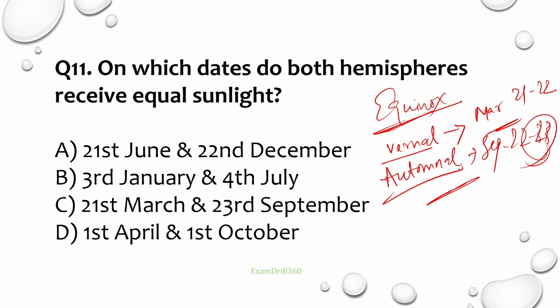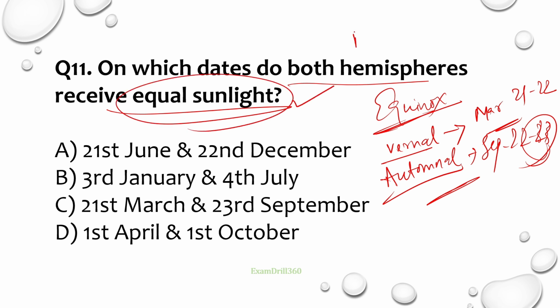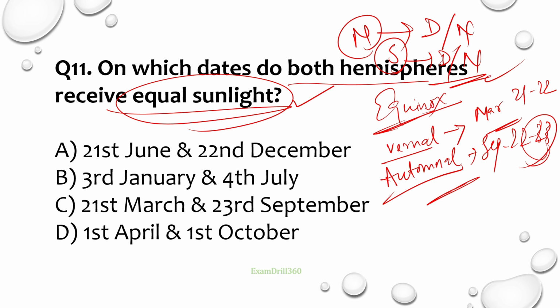So what are these equinox for? These equinox mean day and night both are equal, meaning 12 hours day and 12 hours night. So this is what is being asked: both hemispheres receive equal sunlight. Equal sunlight means in the northern hemisphere also the same time of day and same time of night, and in the southern hemisphere also the same time of day and same time of night. This is what equinox is. March 21st and September 23. Clear?